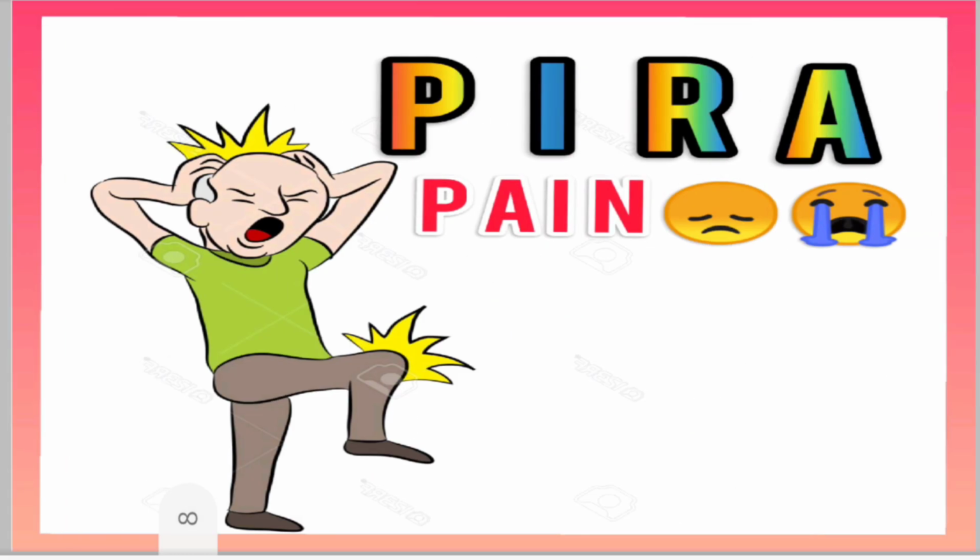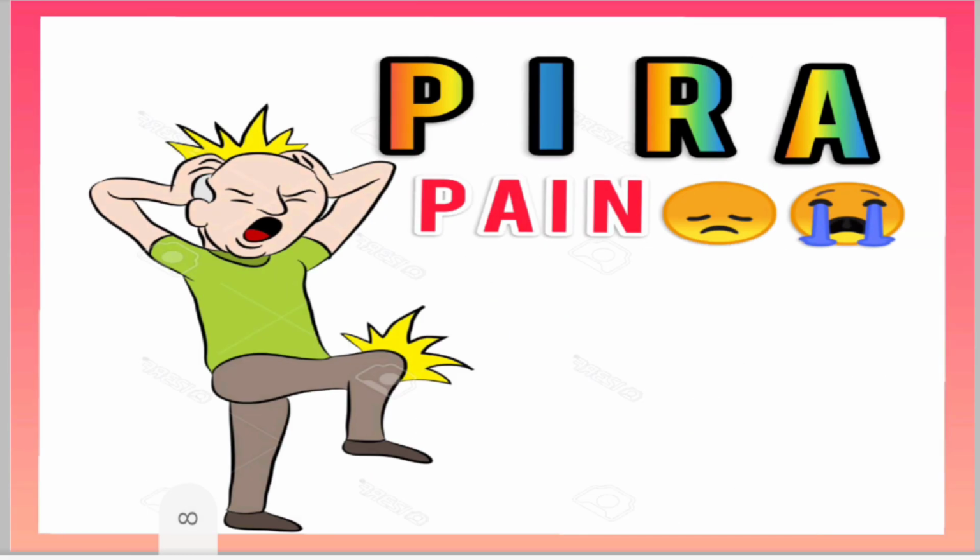So we have a mnemonic for the immature defense mechanisms, and that is PIDA. PIDA in English is known as pain. So as we can see, this old man is suffering from a lot of pain, headache and knee ache, etc. So this is depicting our mnemonic, that is PIDA.